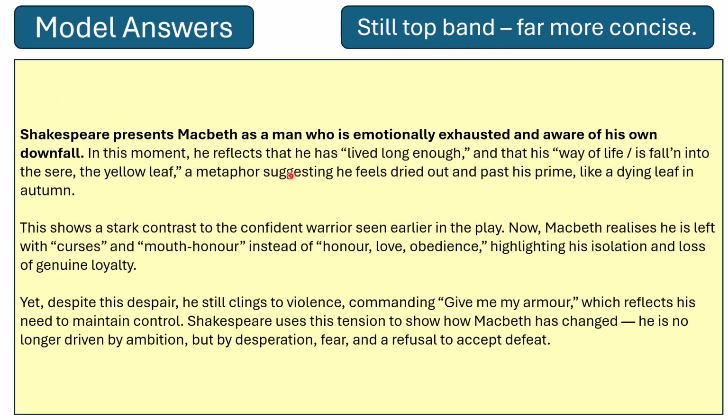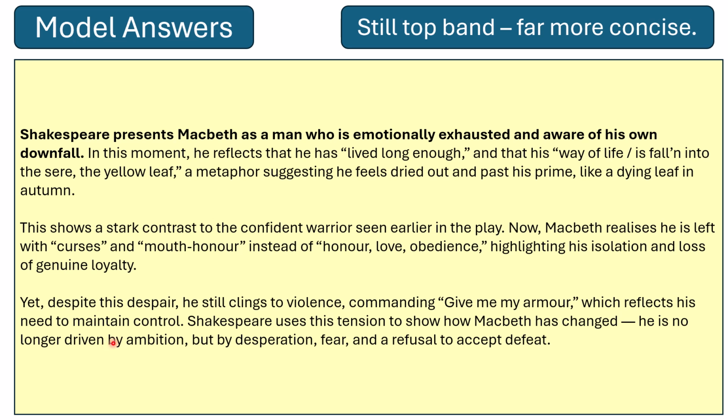Shakespeare presents Macbeth as a man who is emotionally exhausted and aware of his own downfall. That's your bold statement. Remember, we got juicy question, bold statements. In this moment, he reflects that he has lived long enough, and that his way of life has fallen into "the sere, the yellow leaf," a metaphor suggesting he feels dried out and past his prime, like a dying leaf in autumn. This shows a stark contrast to the confident warrior seen earlier in the play, still using good language like "stark contrast." Now Macbeth realizes he is left with "curses" and "mouth honor" instead of "honor, love, obedience," highlighting his isolation and loss of genuine loyalty.